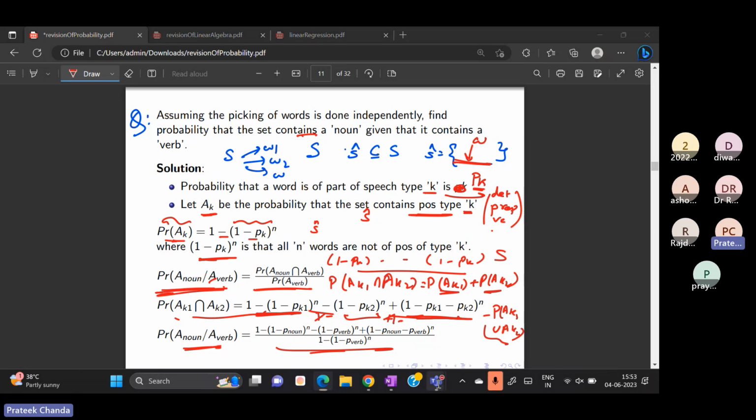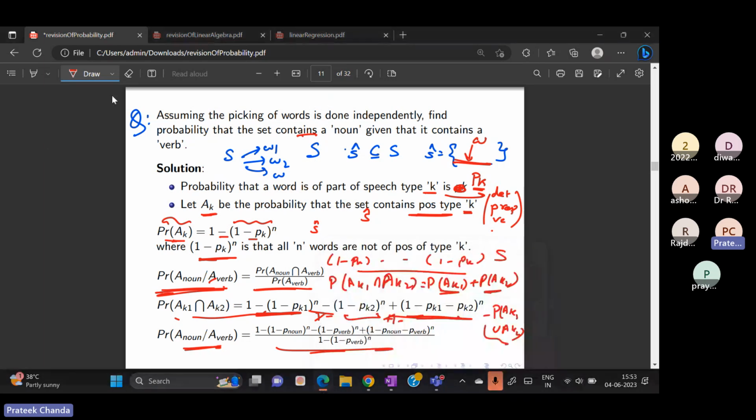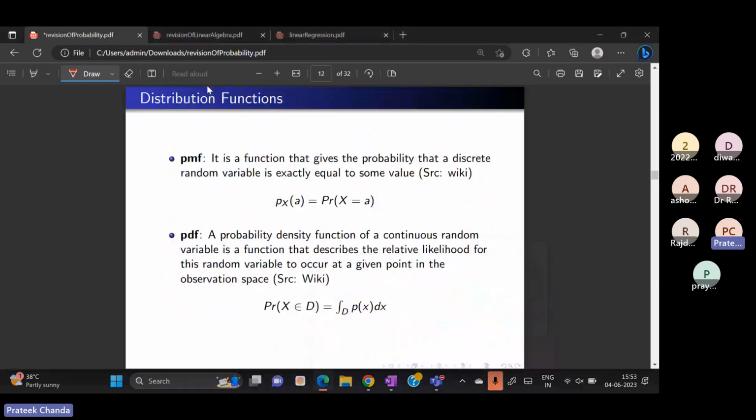So I'll not go into any further examples much, because it's already something you've all seen. So I'll now go to the distribution functions notion of it. For example, the probability mass function. What exactly do we mean by that?